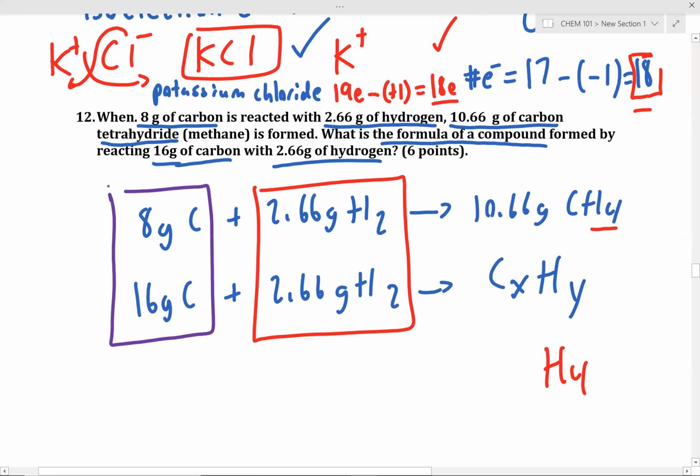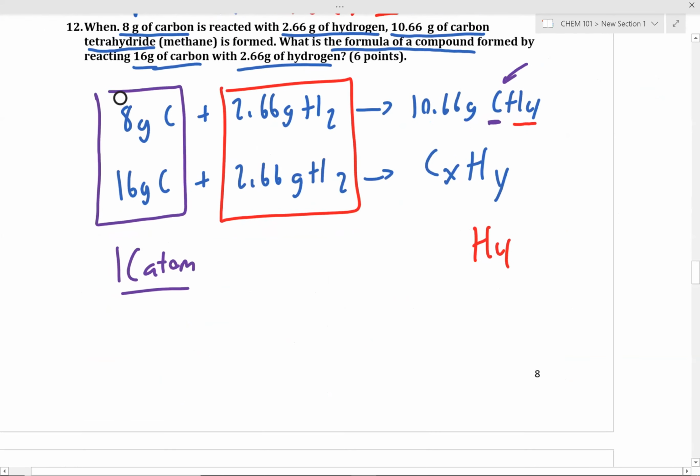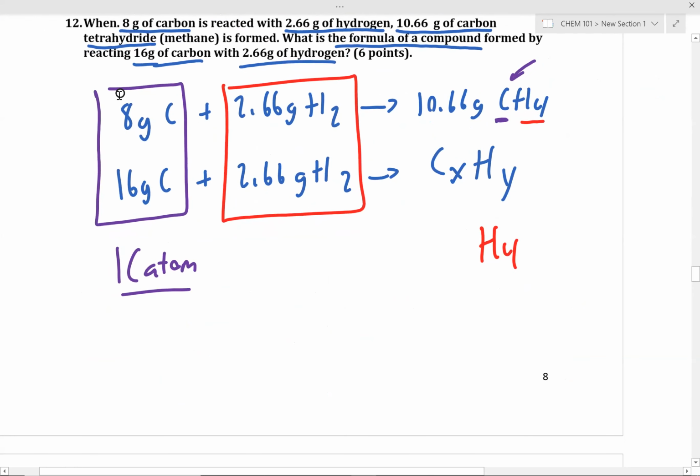So we know in the first experiment, how many atoms of carbon do we have in our product, in CH4? 1. So we have 1 carbon atom per every how many grams of carbon that we subjected to a reaction? 8 grams, right? Does everyone notice the relationship?